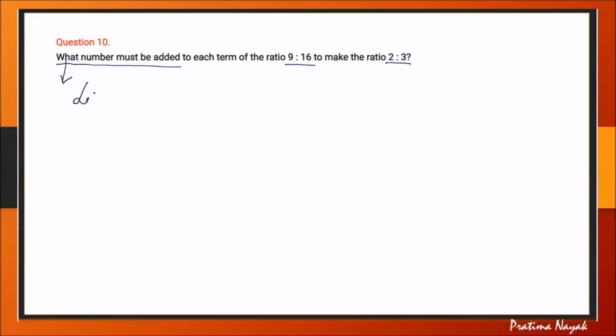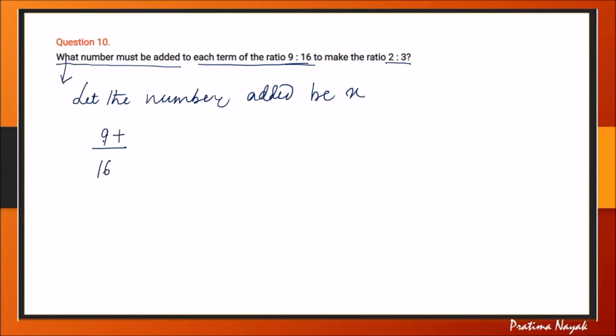So let the number added be x. Added to what? To each term of 9 by 16. So the ratio was 9 by 16. And for each term, meaning 9 is one term and 16 is another term, for both of them I added x. Now this new ratio becomes 2 by 3.